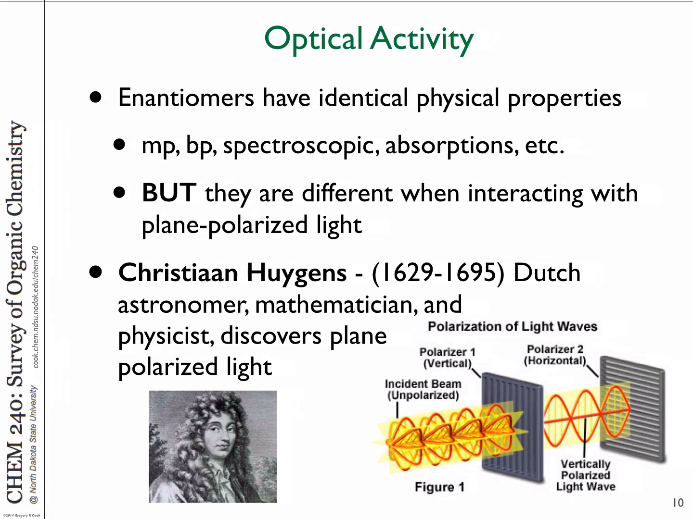The only difference that we can find, other than how it interacts with other chiral molecules or chiral spaces, is that they change the direction of plane polarized light in opposite directions. So that's the one physical property interaction that occurs that's different between enantiomers.